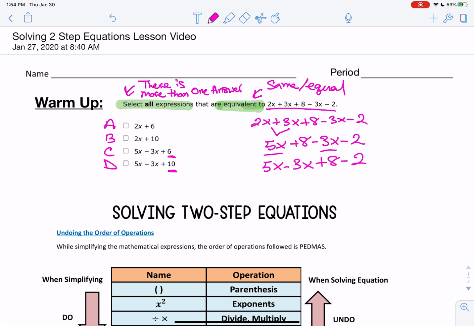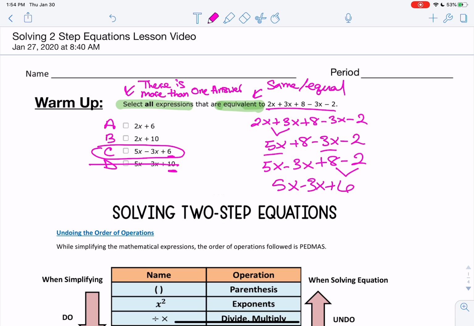So we have 5x minus 3x. We're going to leave that alone. And then we have 8 minus 2. 8 minus 2 is 6. So we have 5x minus 3x plus 6. That means it cannot be D because D has a 10 at the end. And it's C. So that's definitely one of our answers.